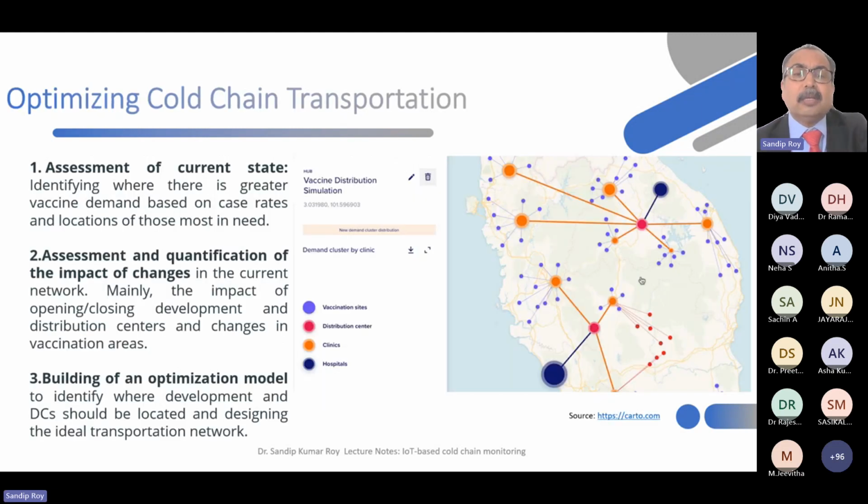So this is a typical cold chain planning for vaccination that we used to use. This shows you the distribution center is the red. They are the clinics. These are the clinics. This is the hospital where the mass storage is. And then vaccination centers are these. So this is how you have to plan.